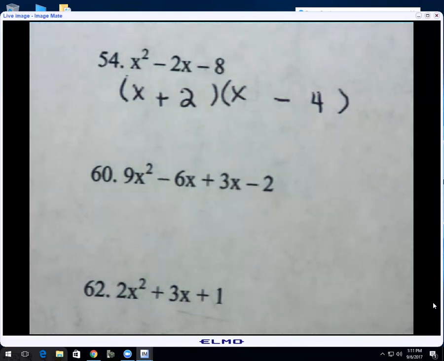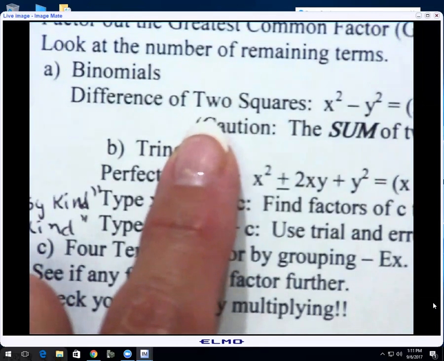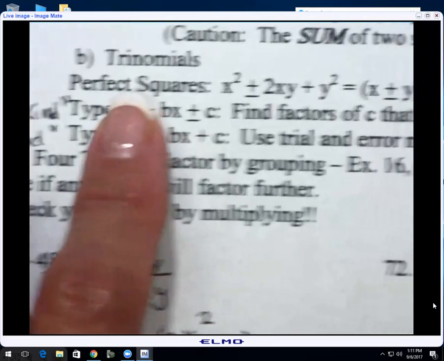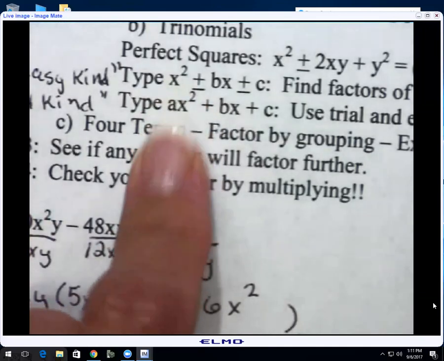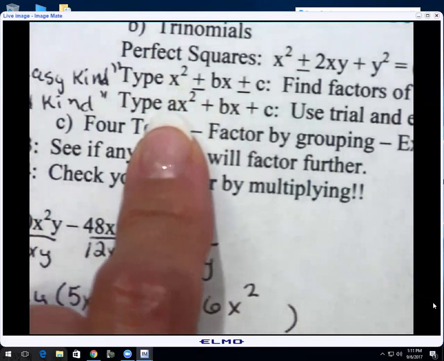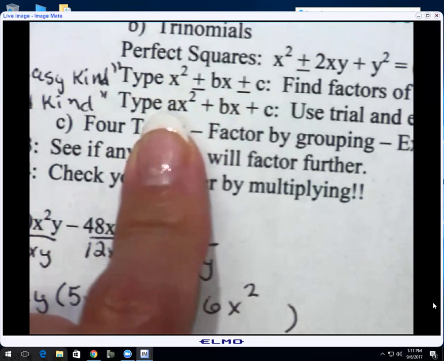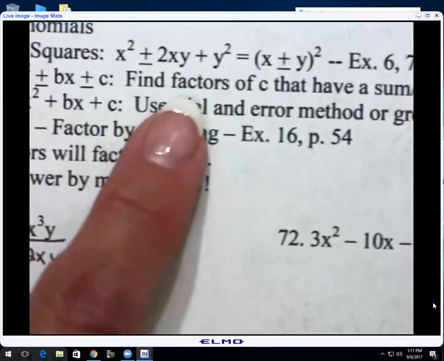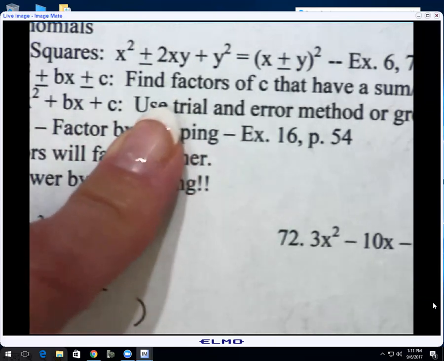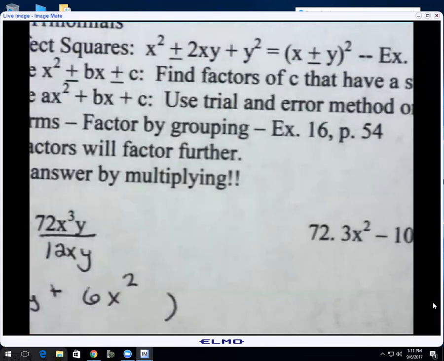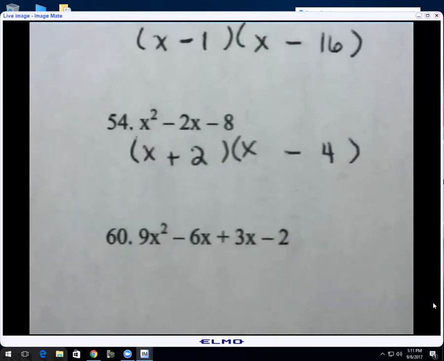All right. We talked about the difference of 2 squares. We talked about the very special perfect square trinomial. We talked about the easy kinds. We're up to the little bit harder kind, which I abbreviate as the hard kind, but it's not really that hard. The hard kind, you can either use trial and error or you can use grouping. Let me skip number 60 for a second and go to number 62.